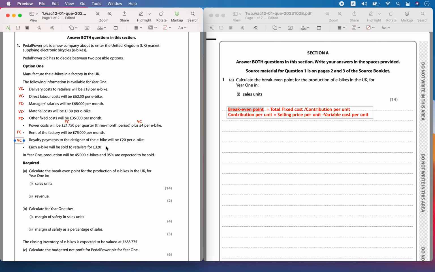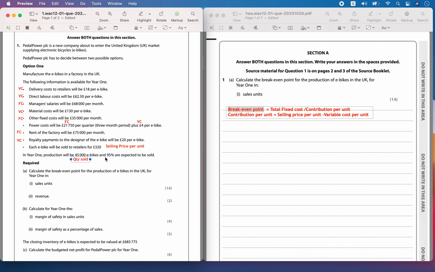Now each bike will be sold to retailers for £320. So this represents the selling price per unit. Next, in 1 year, production will be 45,000 e-bikes. What is the volume or the quantity sold? Estimated production is 45,000 e-bikes, and 95% are expected to be sold. So 95% of this 45,000 is the sales quantity that is projected.